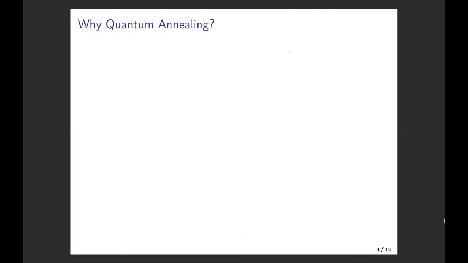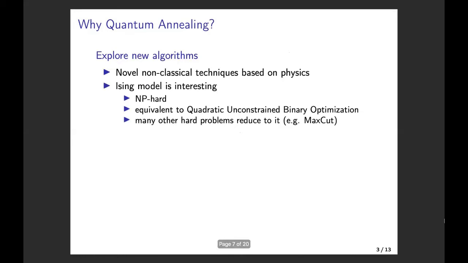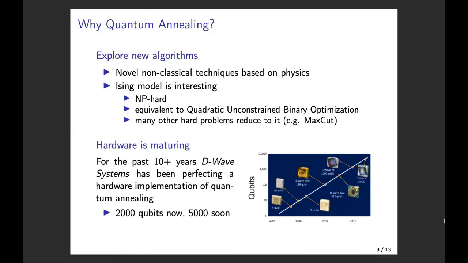So why do we study quantum annealing? As I have just mentioned, quantum annealing uses some non-classical techniques based on physics, and this might lead to novel algorithms. Also, the Ising model itself is an interesting problem in the sense that it's hard and many other interesting problems can be reduced to it. Moreover, there's a company called D-Wave Systems that has been improving the hardware for many years, and at this moment we have access to machines with 2000 qubits, which means 2000 variables, and very soon we will have machines with 5000 qubits.